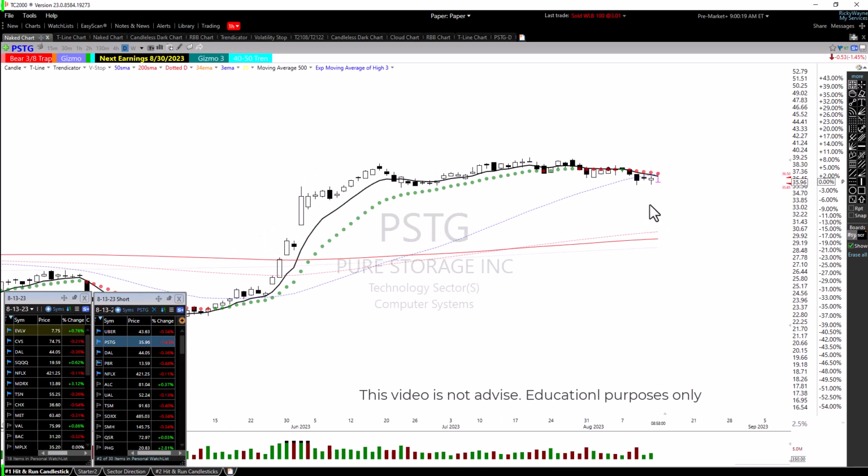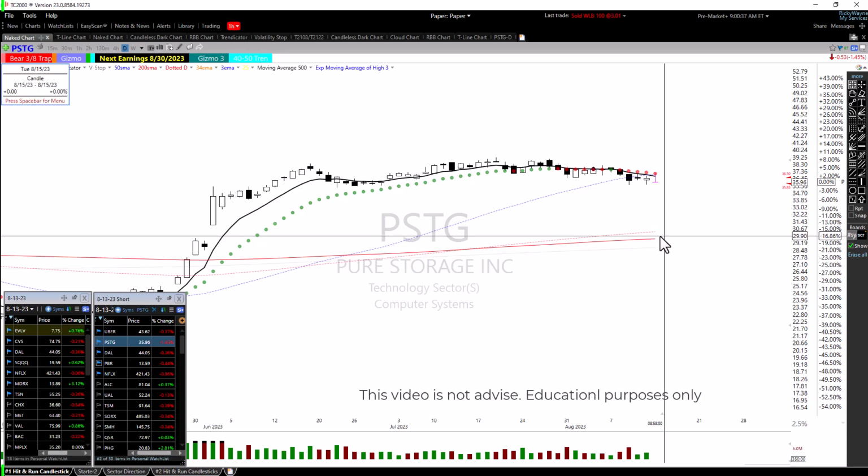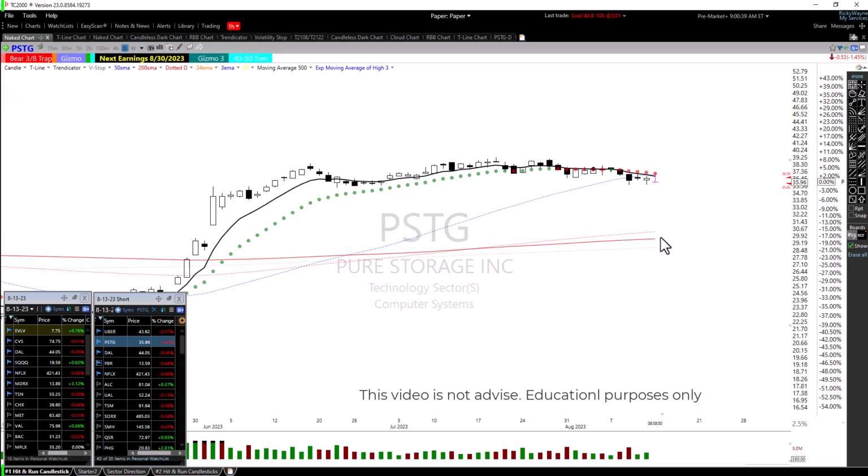PSTG, possible short. This is another blue ice failure. You can see where price is trending down below the trend indicator and the T line, below the 50-period moving average, and we'll be looking for price to move toward the 200 moving average down here at about 29 or 30 bucks. So we'll be keeping an eye on that one.